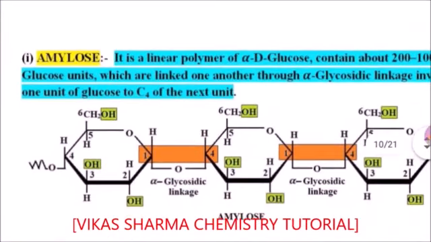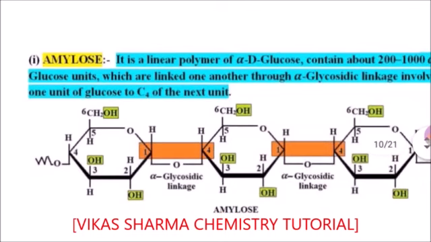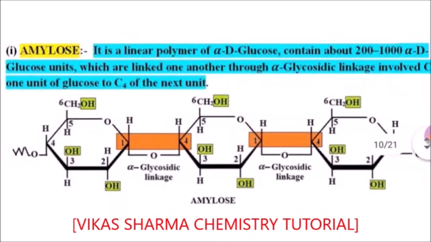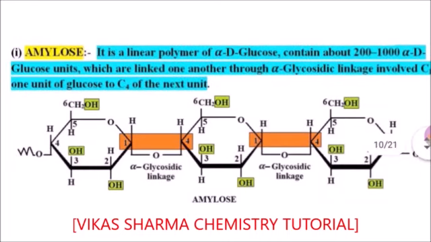Mostly in a board exam, the question asked is to differentiate between amylose and amylopectin. So keep this in your mind and prepare these notes easily. Amylose is a linear polymer of alpha D glucose, containing about 200 to 1000 alpha D glucose units, which are linked to one another through alpha glycosidic linkage involving C1 of one unit of glucose to C4 of the next unit.